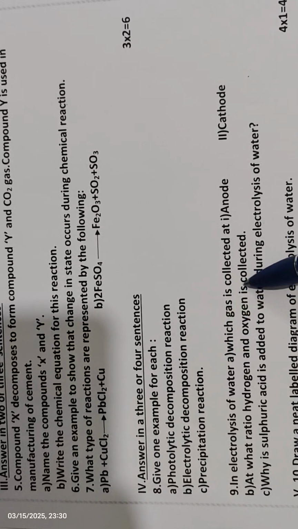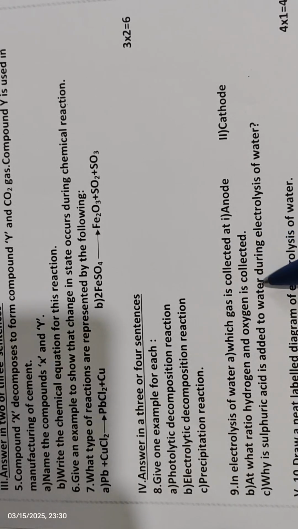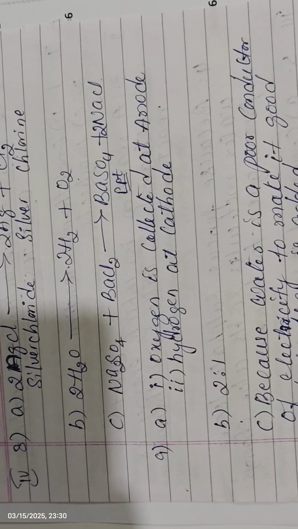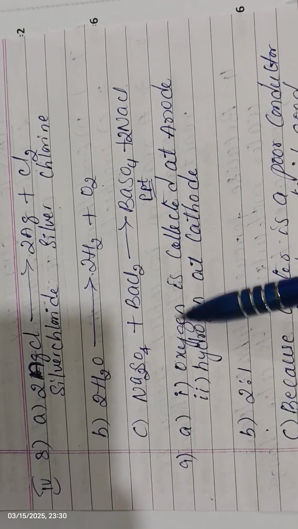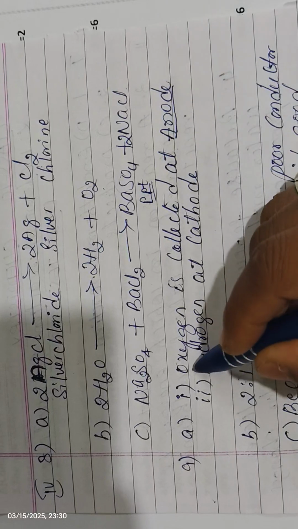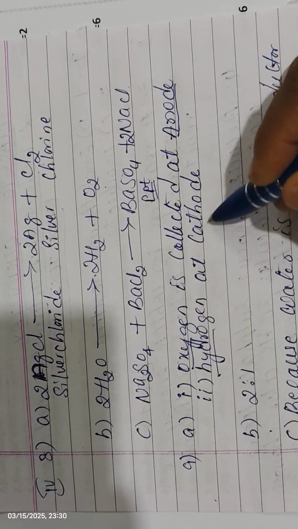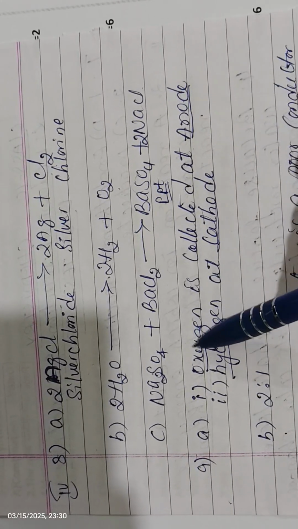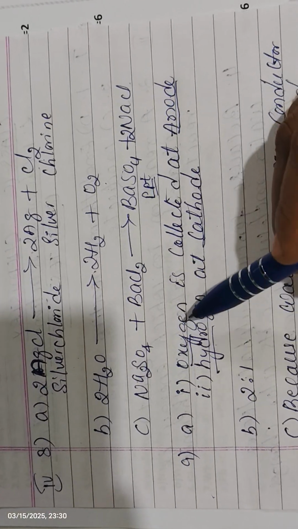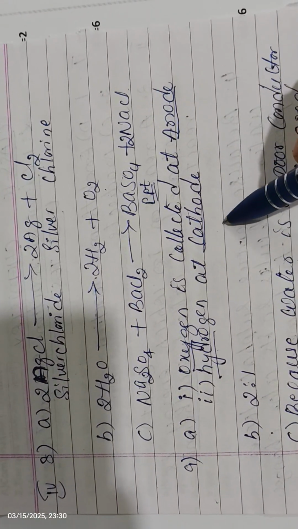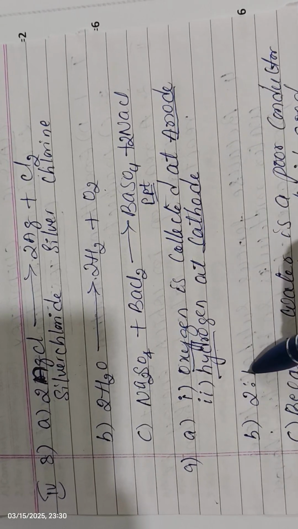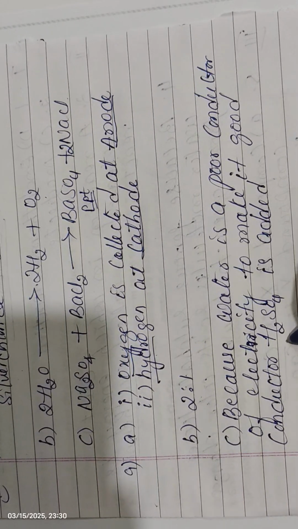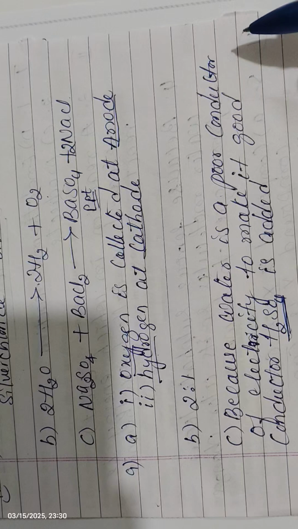So on electrolysis of water, what are the products? One is anode and one is cathode. What is going to be collected? We'll answer that. During electrolysis of water, oxygen is collected at anode and hydrogen is collected at cathode. So for the first question, the answer is: at anode, oxygen gas is collected, at cathode, hydrogen gas is collected. And in what ratio do they collect? So we know that for H2O, it is a 2:1 ratio.